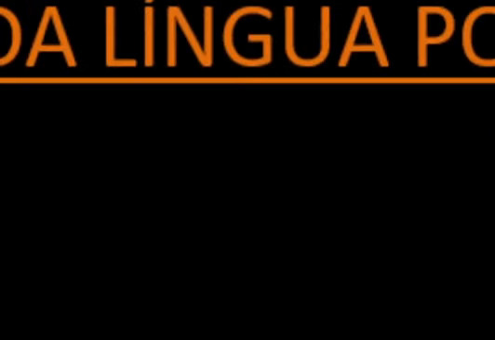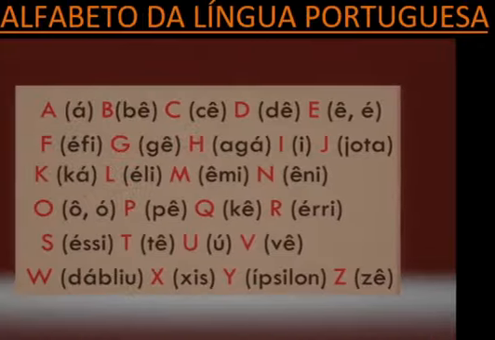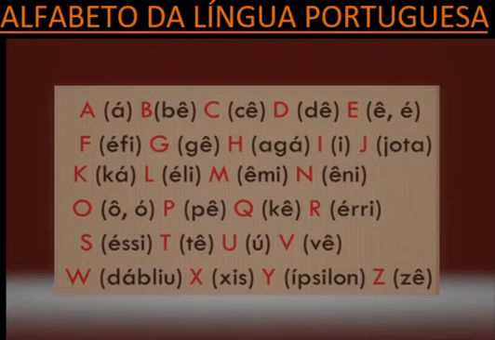Coming on to the alphabet of the Portuguese language, they are the same that we have in the English language, A to Z, but the sound that they emit is different in Portuguese. These 26 letters constitute the basic sounds, or the phonetics, of the Portuguese language. So let us go through them one by one.